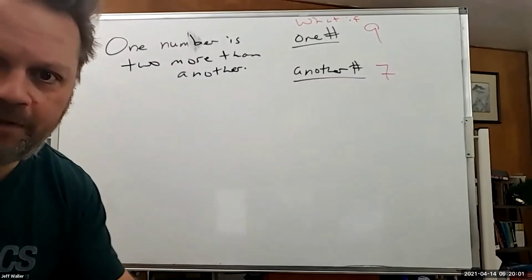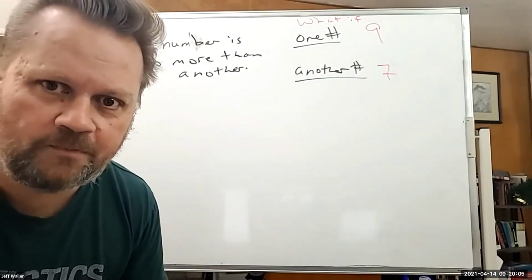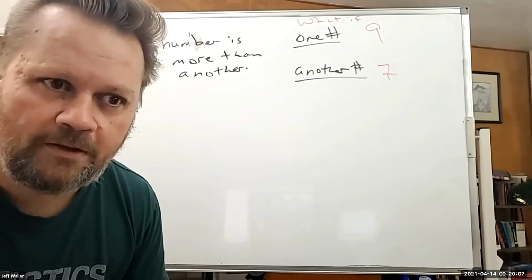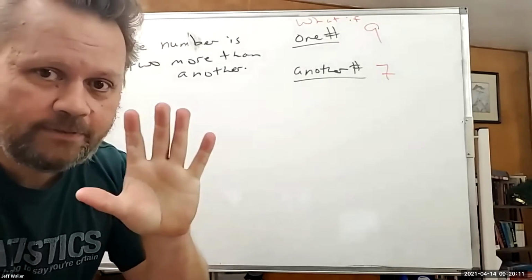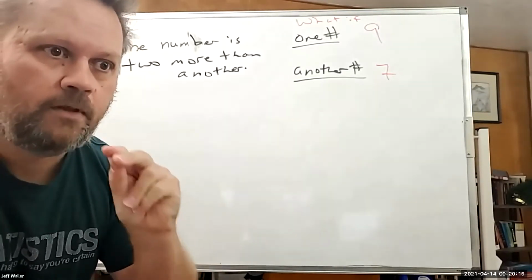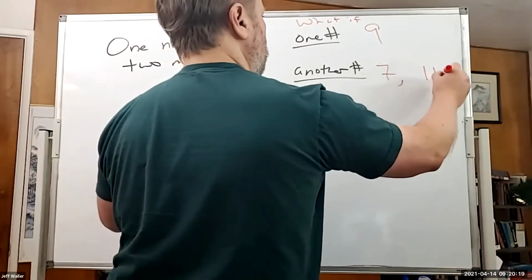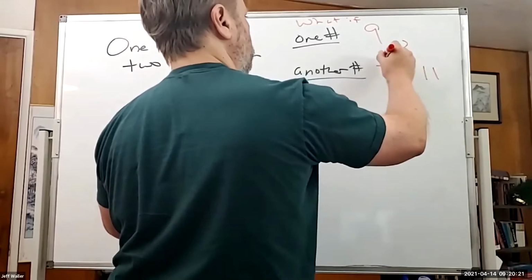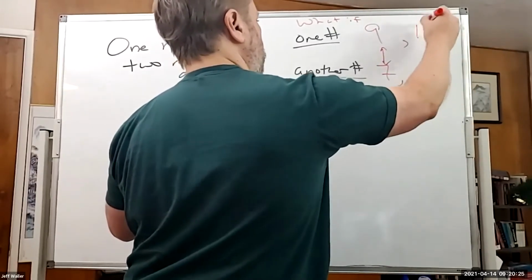Is everybody with me so far? Is that like really crazy or what? You guys all right? No, it's easy so far. But this is what word problems are based on, believe it or not. All right. What if the other number was 11? What would this number be? 13. All right.